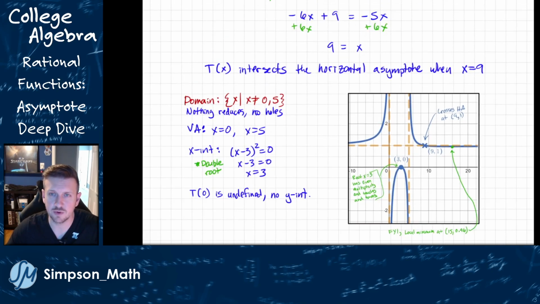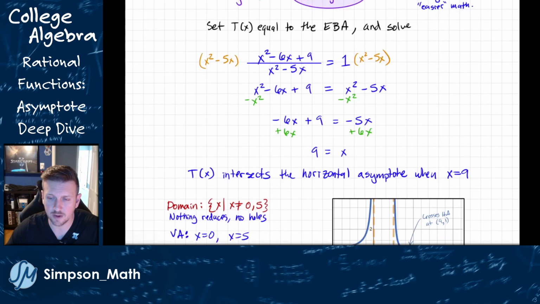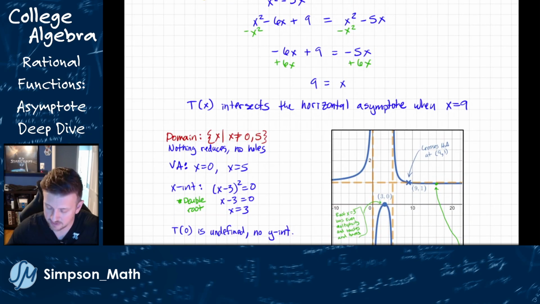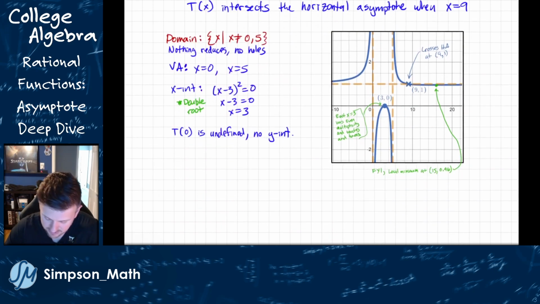All right, so notice what happened here. We were able to pinpoint precisely where the function and the end-behavior asymptote meet. If you set them equal to each other and you end up with a false statement, that means they will never meet. So not all functions touch their asymptotes. Sometimes they do, sometimes they don't.